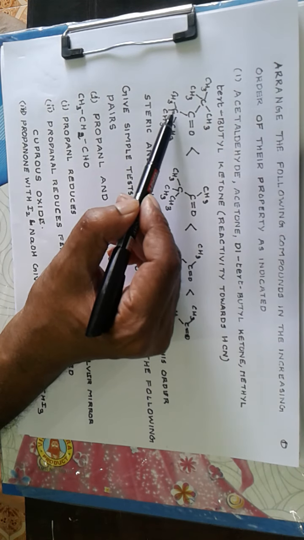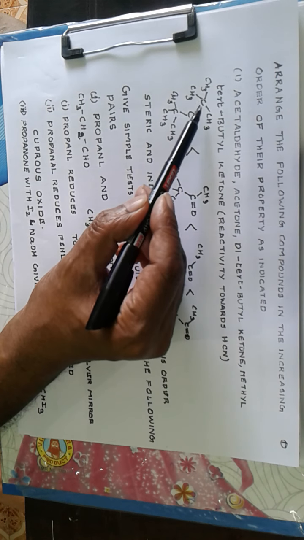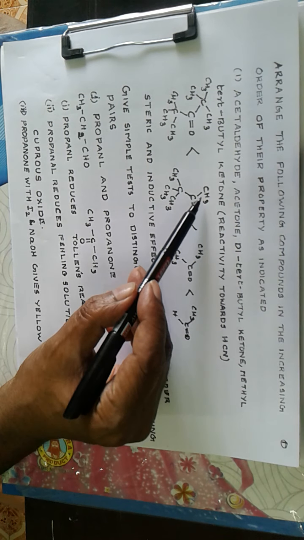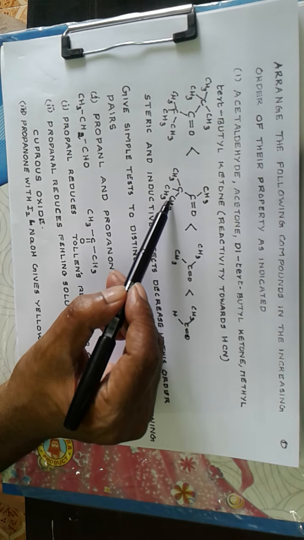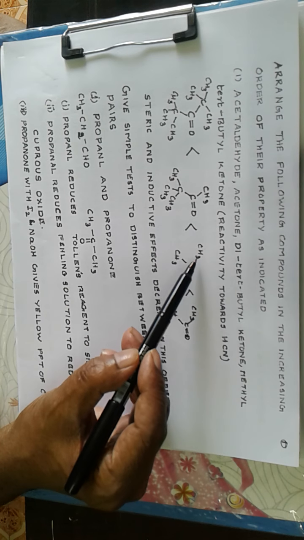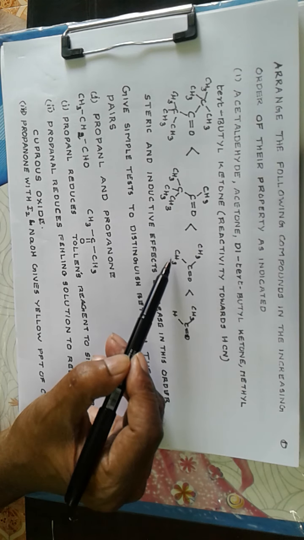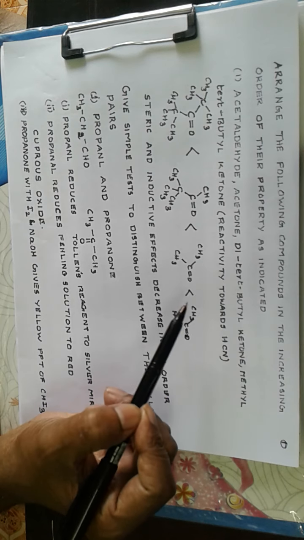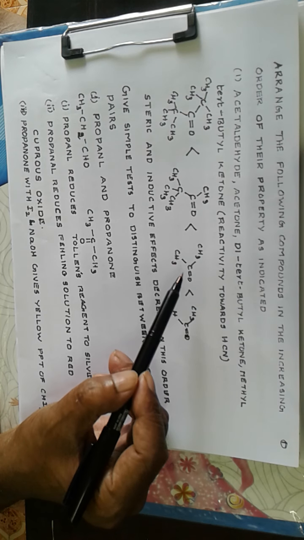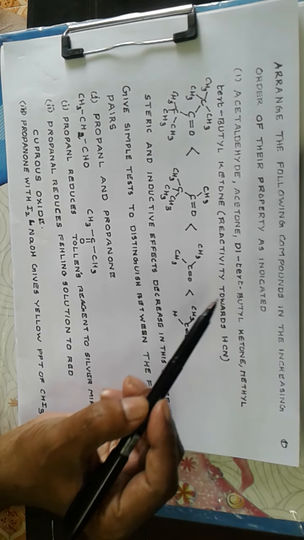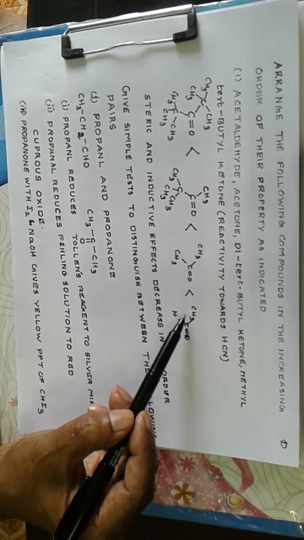Now this compound is di-tertiary butyl ketone. This is methyl tertiary butyl ketone. This is acetone, and this is acetaldehyde.